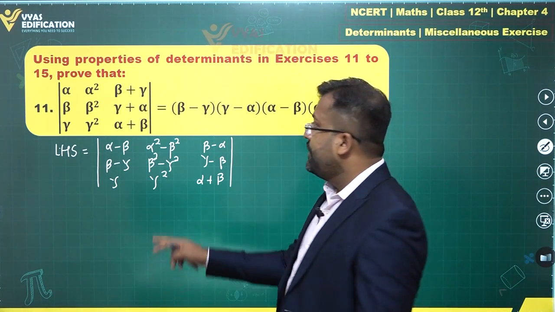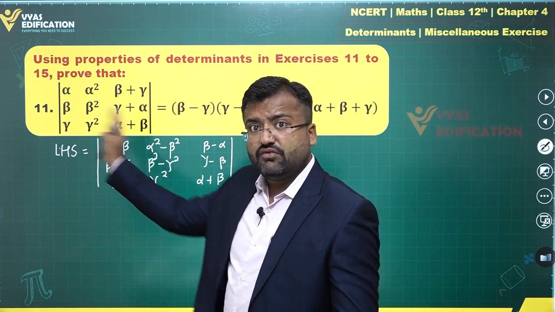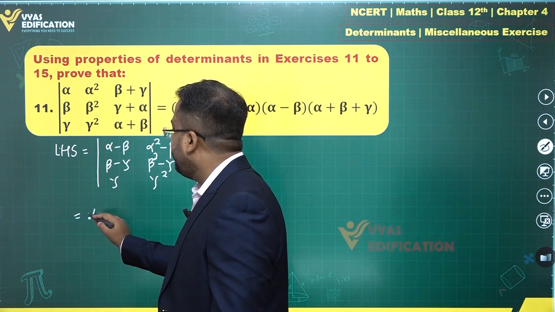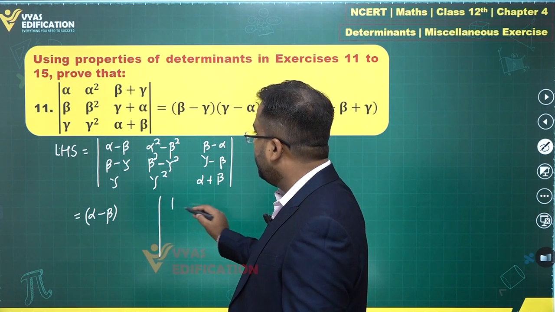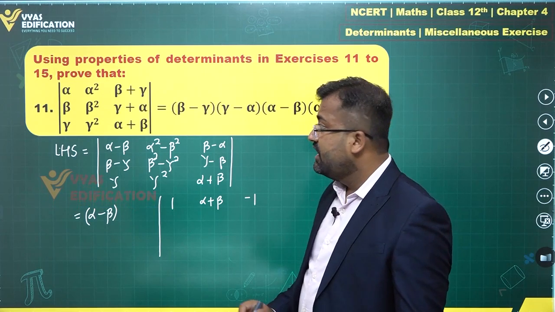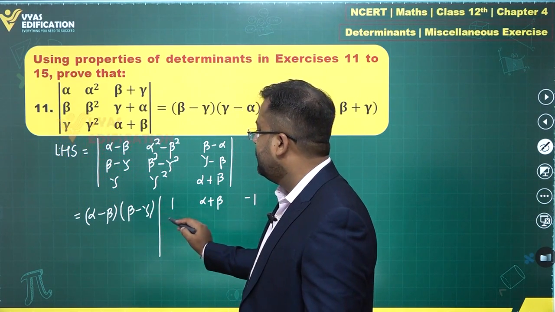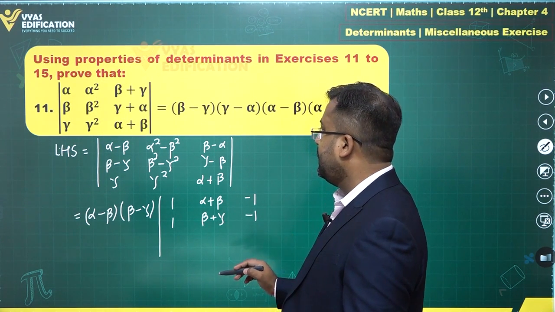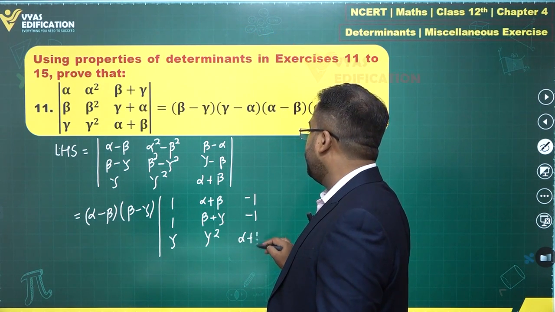Observe, in the first row, you get alpha minus beta. Here you will have alpha minus beta times alpha plus beta, from which we can take out alpha minus beta common. This is also alpha minus beta, right? So I take out a factor of alpha minus beta easily from here. And what remains is 1, alpha plus beta, and this will be minus 1 simply. Similarly, in this row, you have a beta minus gamma coming out common. This is 1, this is beta plus gamma, this is a minus 1, and what else? You have gamma, gamma square, alpha plus beta.